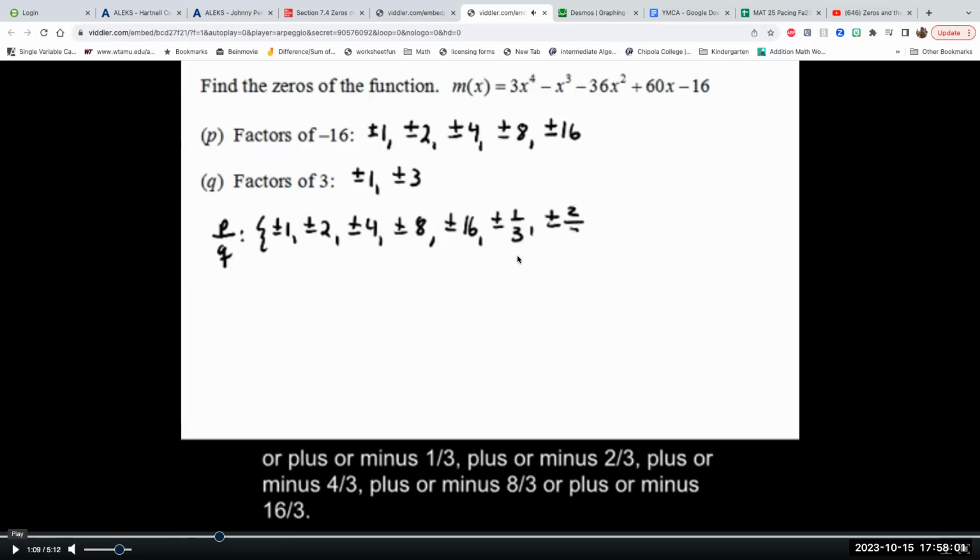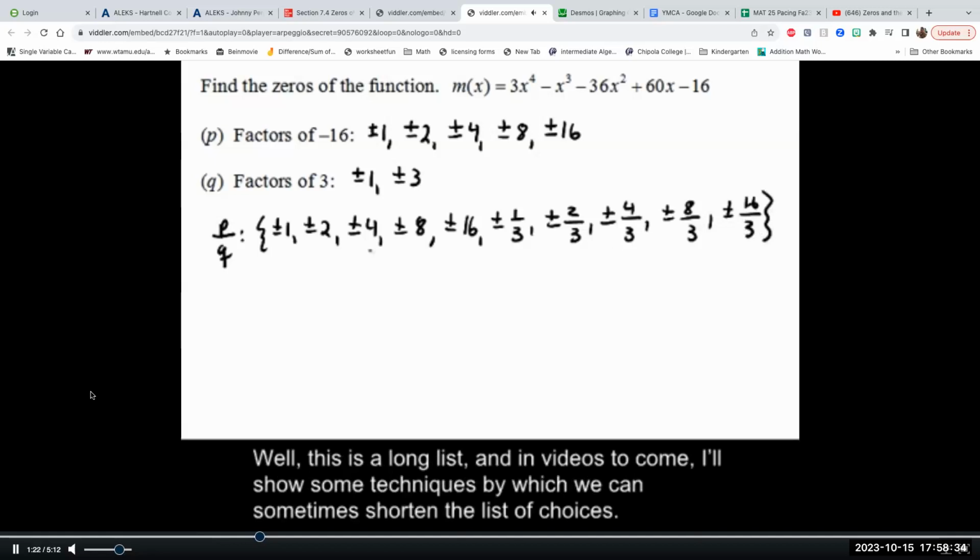So notice what she's doing now. You have all these values that were divided by 1, so nothing changed. But now you're going to take all these p-values and divide them by the 3. So this is where all the fractions are going to come from. Make sure you write that down, because I'm going to ask you for that list. Plus or minus 4/3, plus or minus 8/3, or plus or minus 16/3.